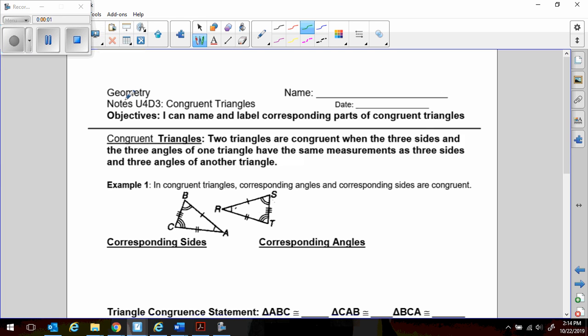Good morning. This is notes. It's going to be Unit 4, Day 3, and we're going to go over Unit 4, Day 4, because we're not going to have a special day just for congruent triangles. Just going to explain to you what that means.